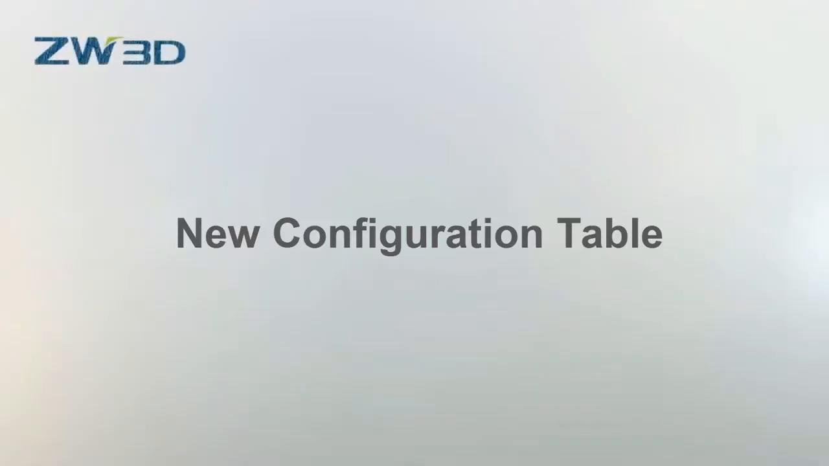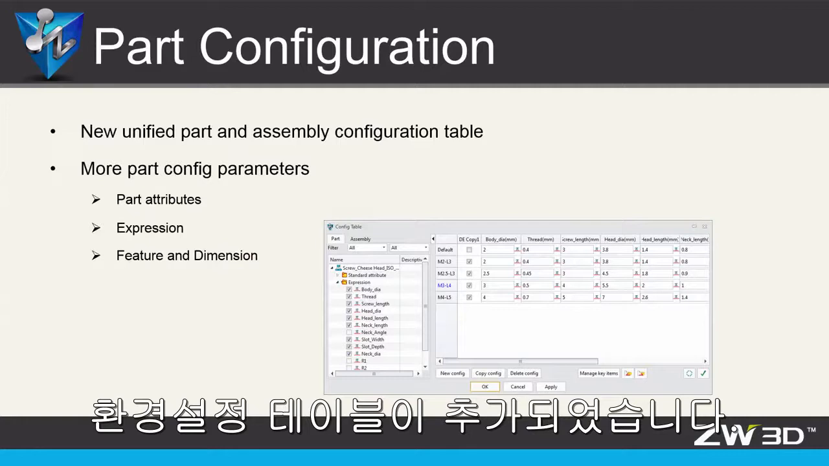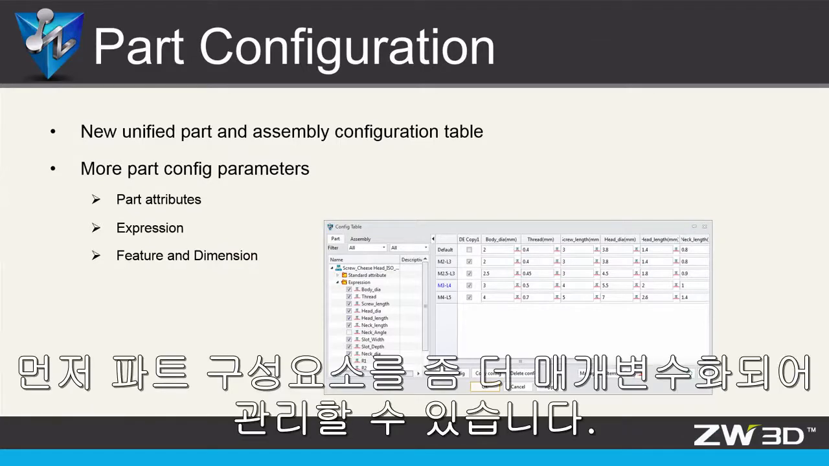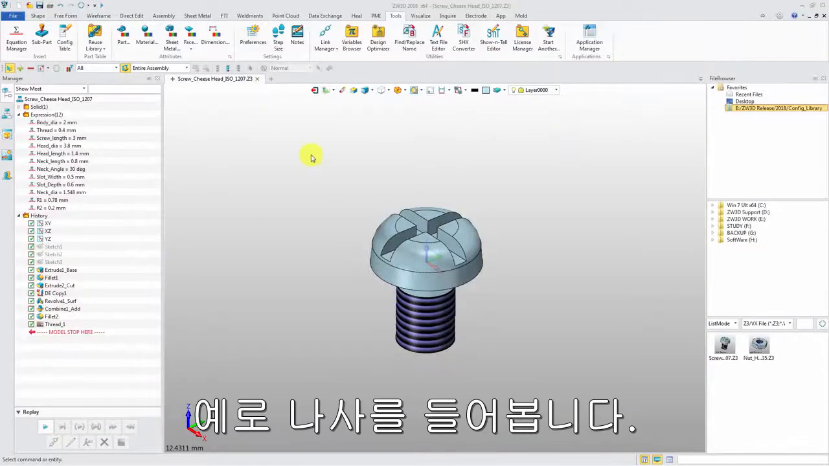New configuration table. ZW3D 2018 adds a new unified part and assembly configuration table. Firstly, part configuration can manage more parameters, such as part attributes, expression, feature, and dimension. Take the screw as an example.